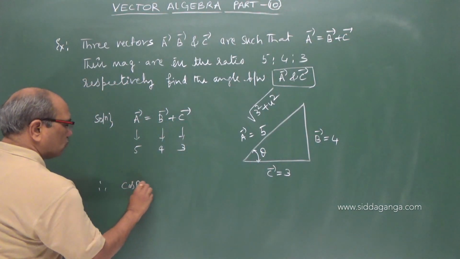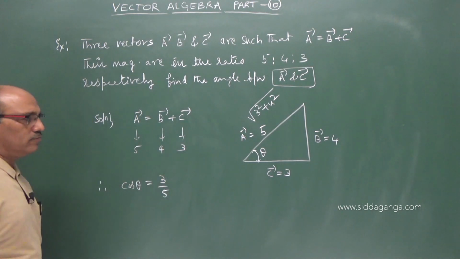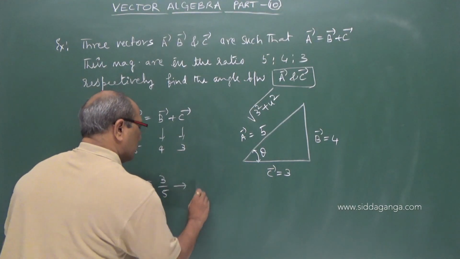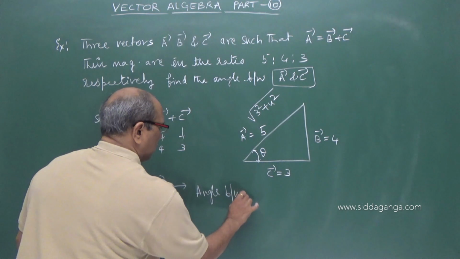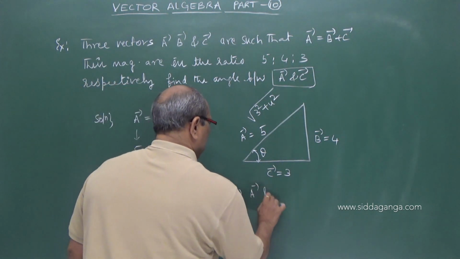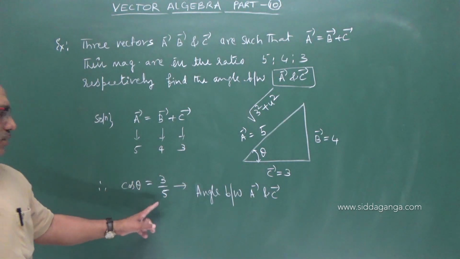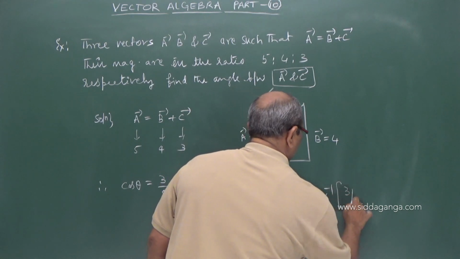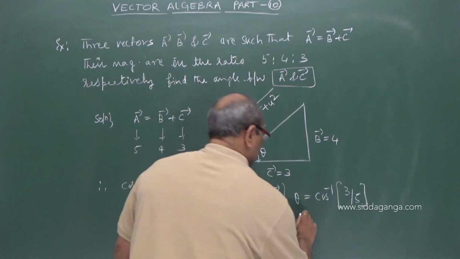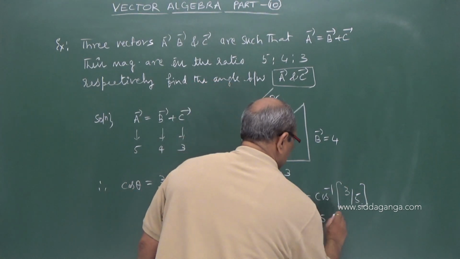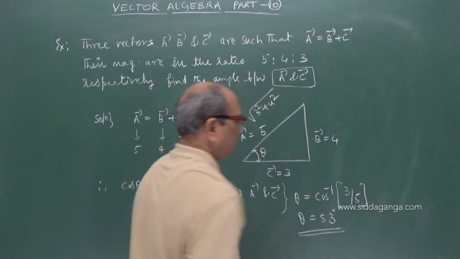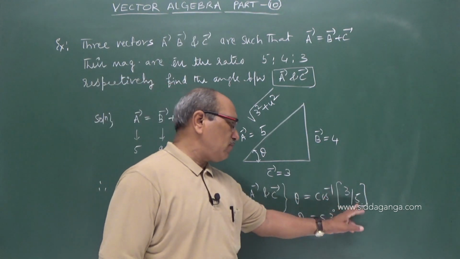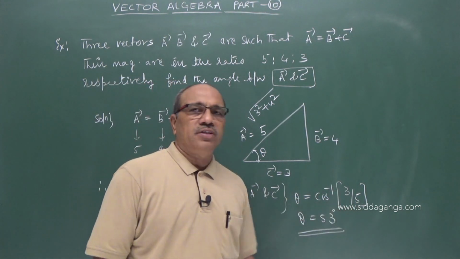With the trigonometric function, you get cos theta equal to 3 by 5. If cos theta is 3 by 5, then the angle between A and C can be directly written as theta equal to cos inverse of 3 by 5, which is 0.6, equal to 53 degrees. 53 degrees is standard: cos 4 by 5 is 37 degrees, and 3 by 5 is 53 degrees.